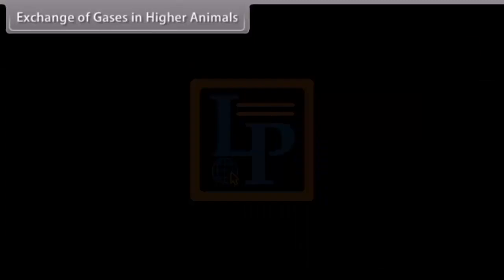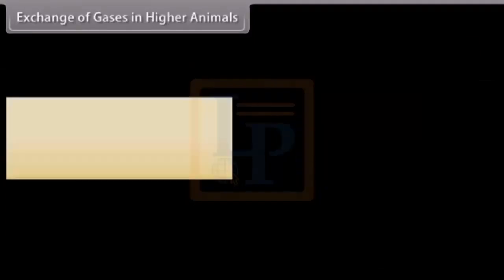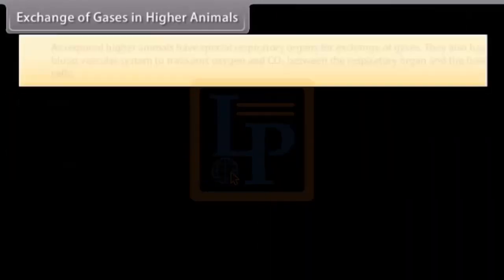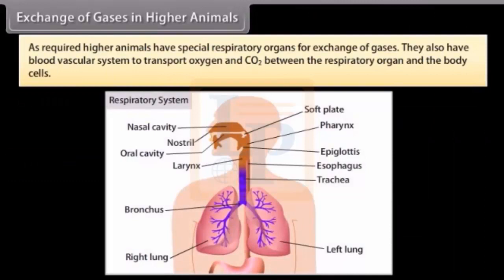Exchange of gases in higher animals. In higher organisms, the body wall is thick. As a result, diffusion is not possible and they have a high metabolic rate, so they require high energy. As required, higher animals have special respiratory organs for exchange of gases. They also have a blood vascular system to transport oxygen and CO2 between the respiratory organ and the body cells.